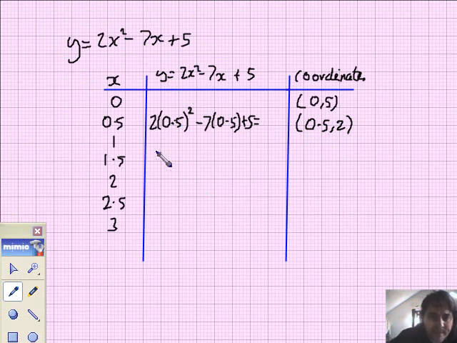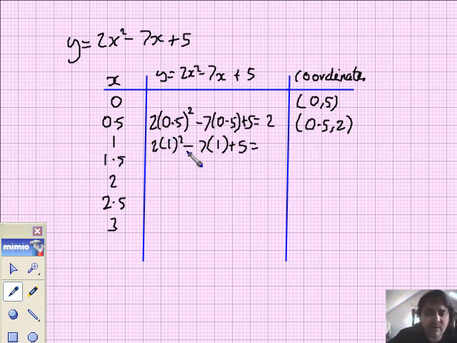Right, so let's put 1s in there. 2 times 1, after it's been squared, take away 7 lots of 1, then add 5. I made that 2, didn't I? Right, so what I've got here, that's going to be 2, take away 7, minus 5 plus 5 is 0. So I've got the point 1, 0.